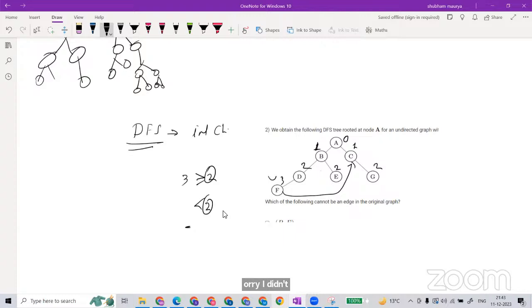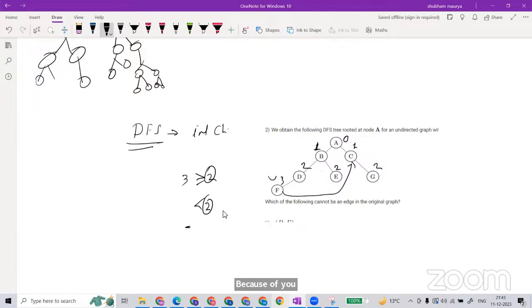Sir, I want to say, if there is an edge between E and D, then why do we come back to B and create another branch for E? Because of the Q.